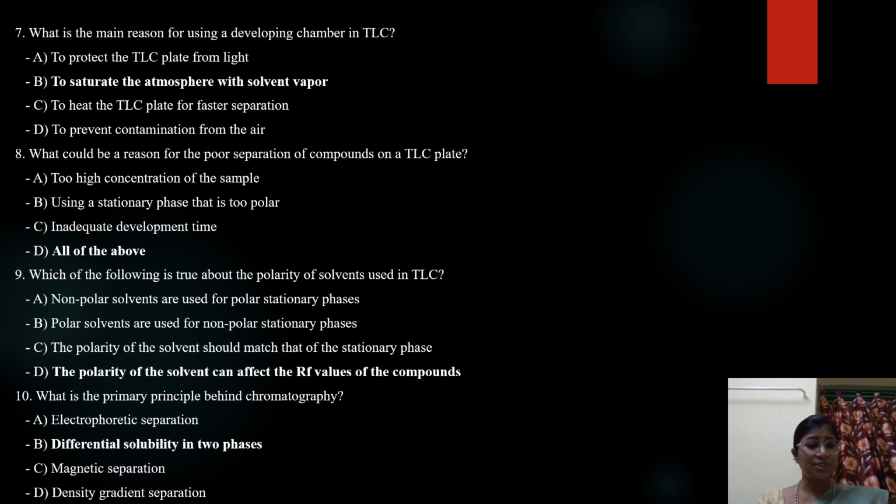Which of the following is true about the polarity of solvents used in TLC? The polarity of the solvent can affect the RF values of the compounds. What is the primary principle behind chromatography? That is differential solubility in two phases.